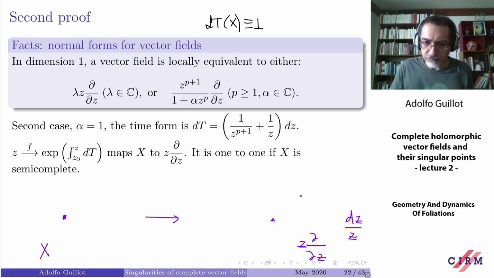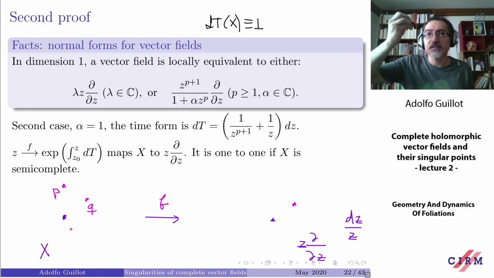Okay, so I claim that if my original vector field X is semi-complete, then this map that I call F will be one-to-one. Suppose that you have two points here, P and Q, and suppose that they get mapped to the very same point at the right. I'm using the hypothesis that my vector field is semi-complete. It will be so because I'm trying to understand the singularity. My hypothesis at the beginning is completeness, okay?